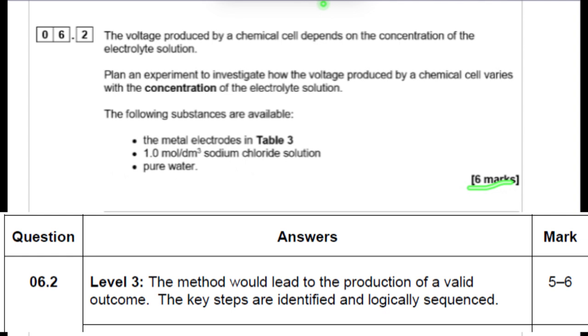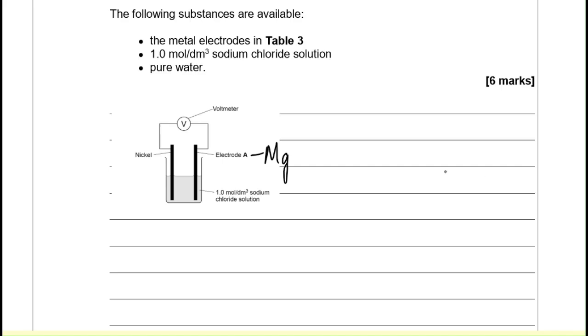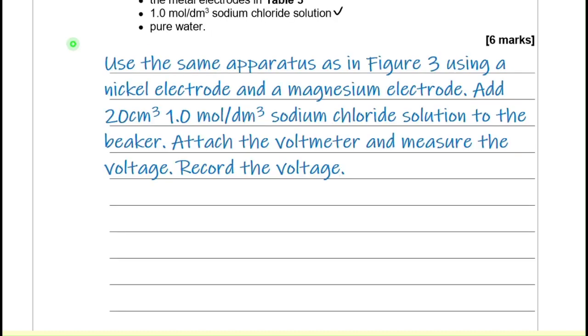So we're going to use the apparatus from figure 3, and the metal electrodes that we'll use are the nickel one and magnesium. We can use any as long as there's a difference in their reactivity, and you can see the diagram there. So what we're going to do now is just put that into a few simple sentences. So use the same apparatus as in figure 3 using a nickel electrode and a magnesium electrode. Add 20 cm cubed of a 1.0 mole per decimeter cube sodium chloride solution to the beaker. Attach the voltmeter and measure the voltage.